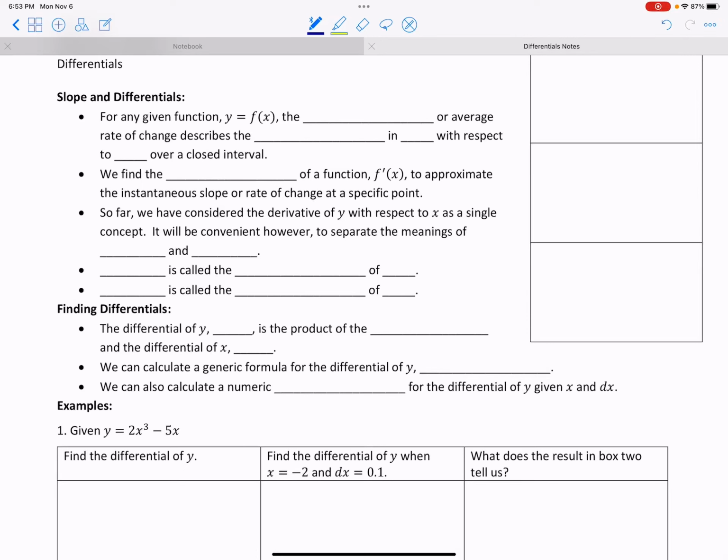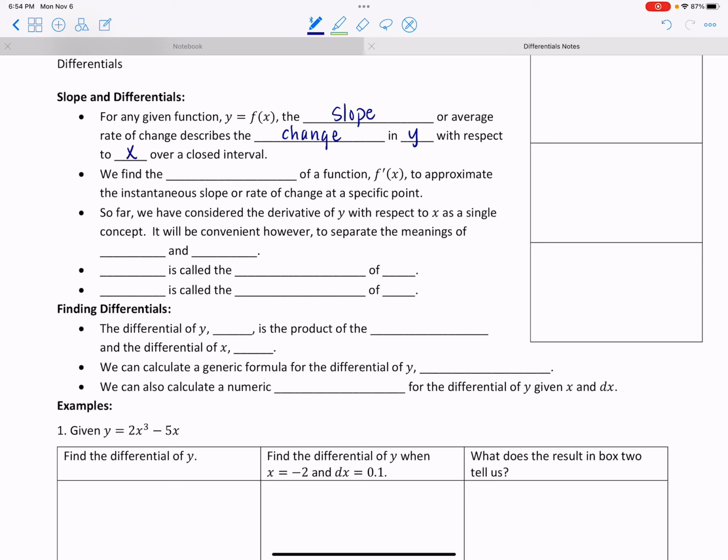So differentials are basically components of slope, and to make it make sense I'm going to connect to some things we've already discussed. So let's start with just slope in general. If we're given a function, let's say y equals f of x, we know that the slope of that function, or the average rate of change, is describing the change in the y values with respect to the change in the x values over a closed interval.